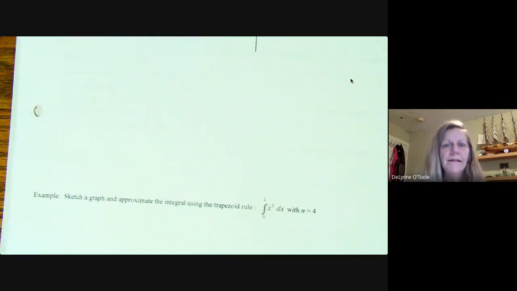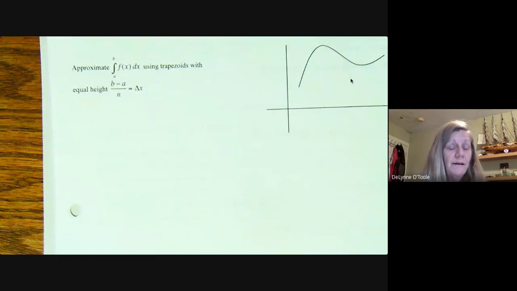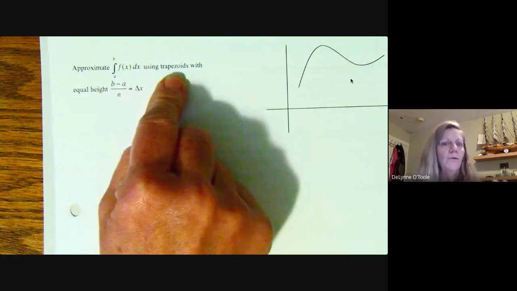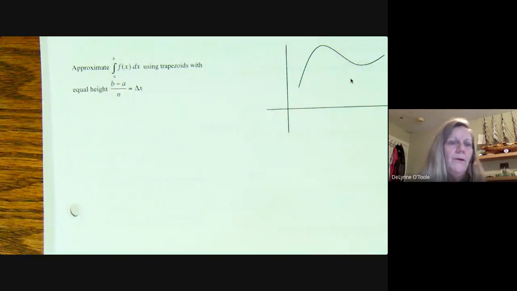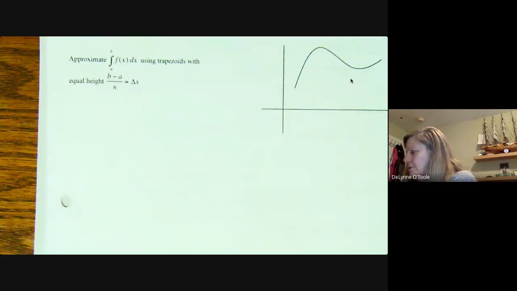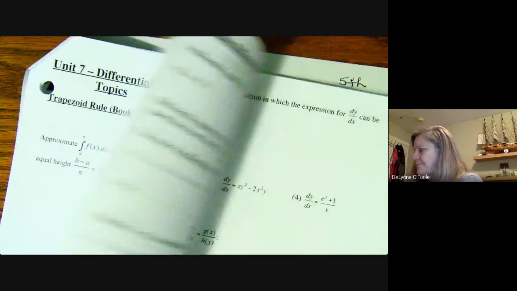video. Somebody asked me the other day, how do we know which method to use? How do we know whether we're supposed to use rectangles or trapezoids? We'll always tell you. It's not a guessing game. We'll tell you, approximate the integral using right-hand Riemann sum, or approximate the integral using the trapezoid rule. We'll always tell you, so no surprises. And same with College Board, they'll always tell you also.